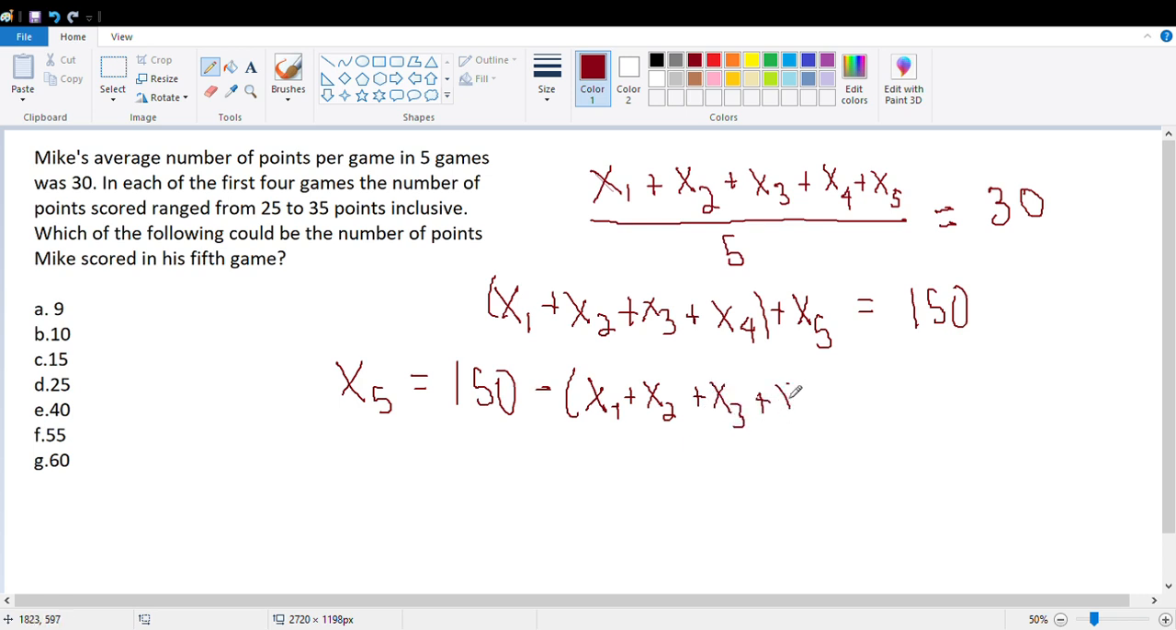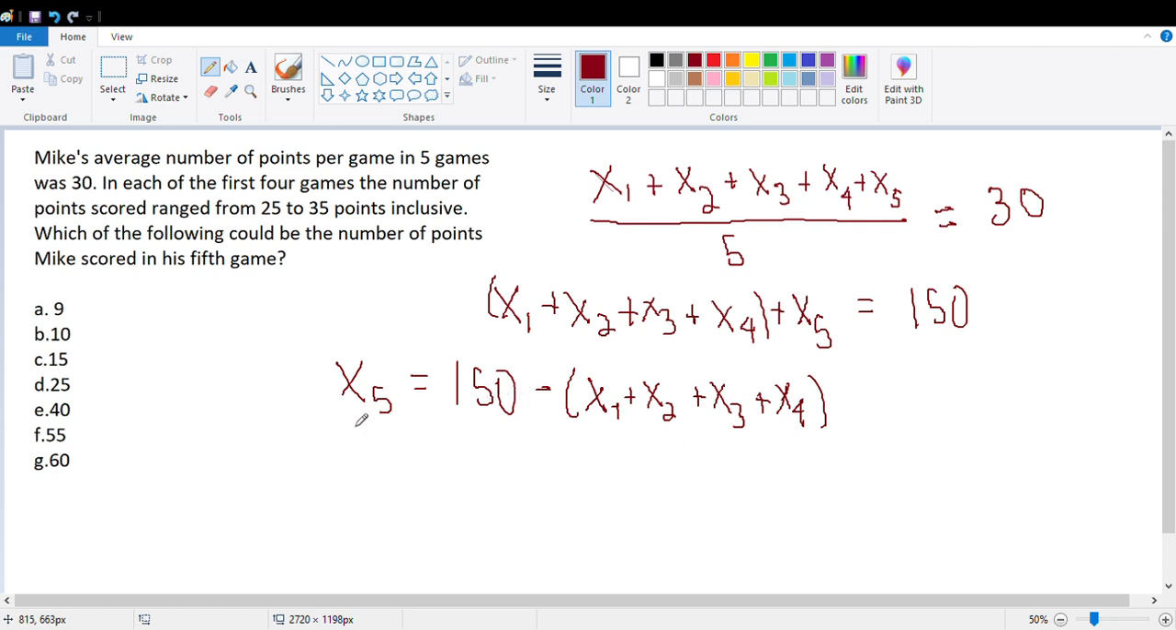And here's where the question comes. It's kind of like the logical thought process of how to solve this question. Notice what happens. What's the lowest value that x5 could be? Well, the lowest number that x5 can be, which is the number of points that Mike scored in the 5th game, will be when x1 plus x2 plus x3 plus x4, which is the sum of the points he scored in total in the first 4 games, is at its highest. Because when this sum is the highest number possible, it means that we're going to make this 150 minus the sum smallest possible.